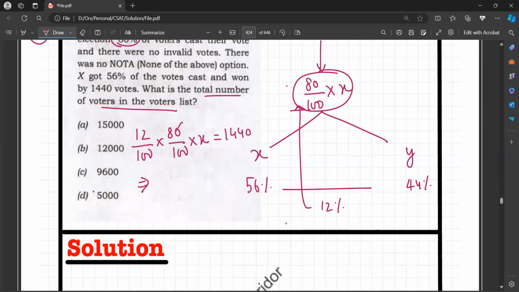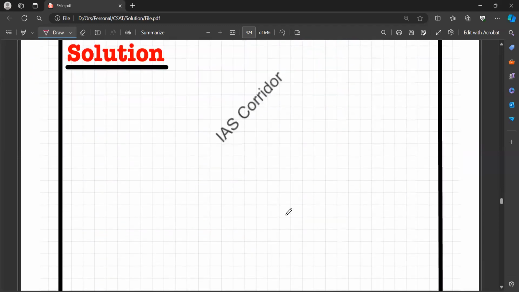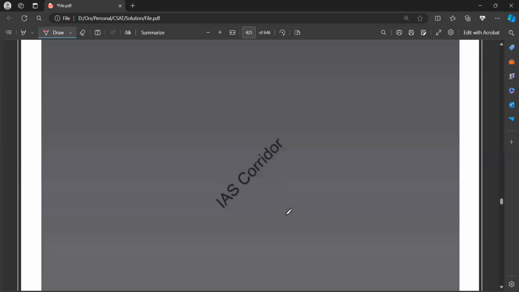Are you getting it? 0, 0 getting cancelled. Now you have got X equals 1440 into 10 into 100 divided by 12 into 8. This becomes 120. Yes or no? 120. Now 8 पे 120 cancel करके 15,000. So the answer will be 15,000. Got it? Simple calculation. Now with this, we come to an end of the topic of percentages.